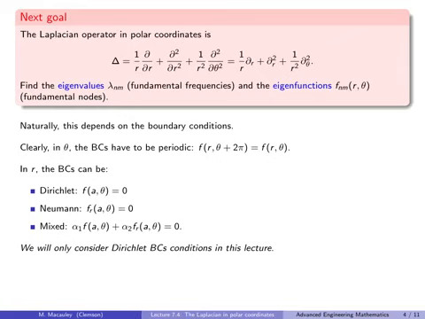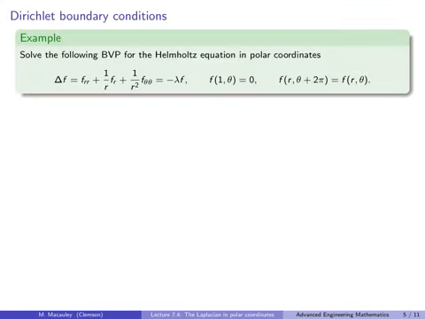Recall when we did this for Cartesian coordinates, then we did them for Neumann and mixed. We're only going to do it once here. Here is that promised example. We're going to solve the following boundary value problem for the Helmholtz equation in polar coordinates.